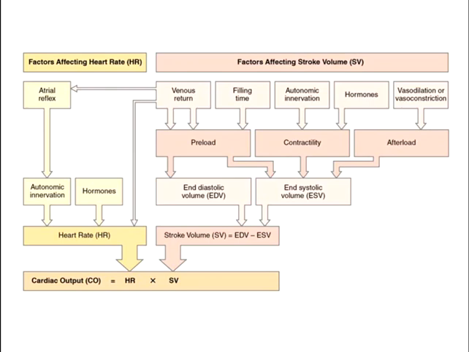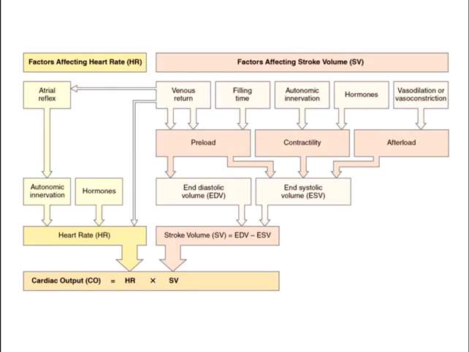And then the factors affecting stroke volume, again, very similar to the atrial reflex, is the amount of blood being returned to the atria, which contributes to the preload. We call that venous return. The amount of time it takes to fill. So remember, filling time is also going to be relative to the heart rate, the resting heart rate. Your autonomic innervation is also going to affect contractility. So remember, sympathetic and parasympathetic effects. Hormones are going to affect contractility.